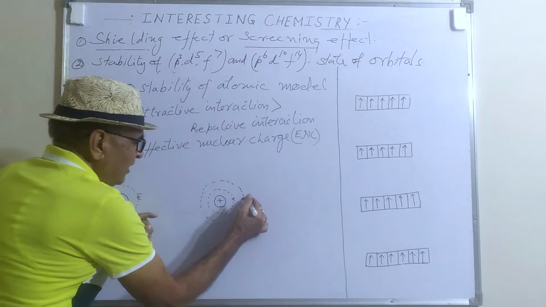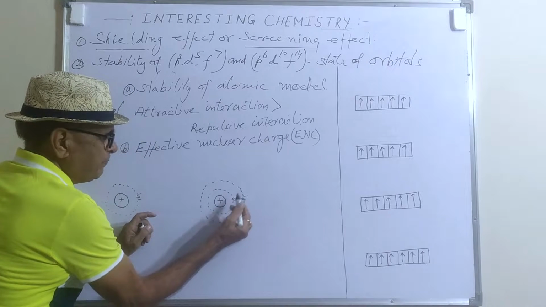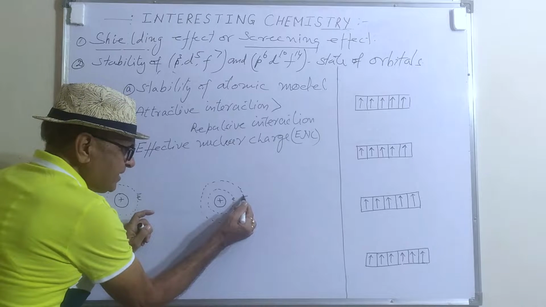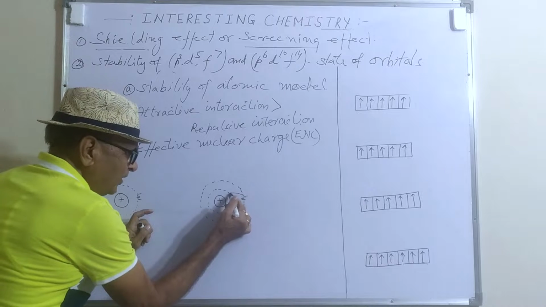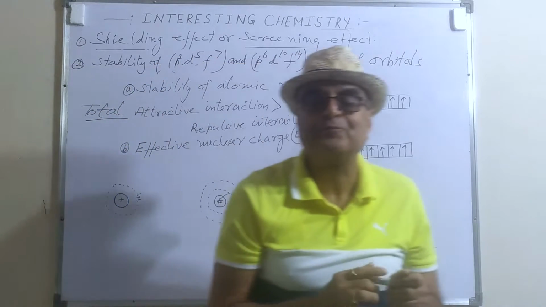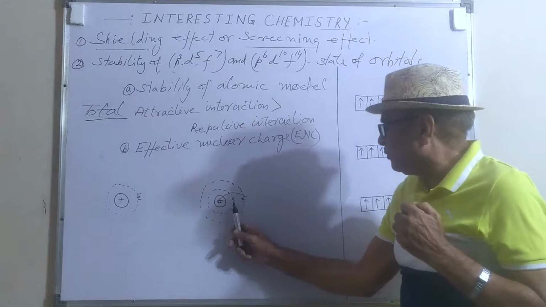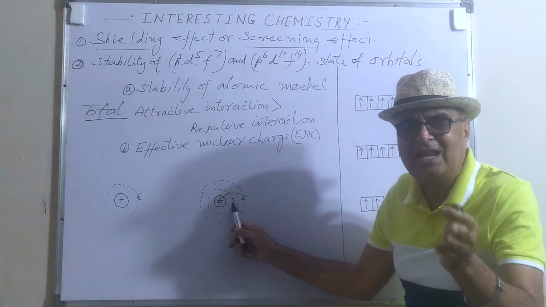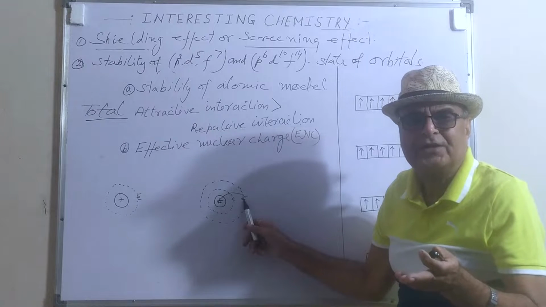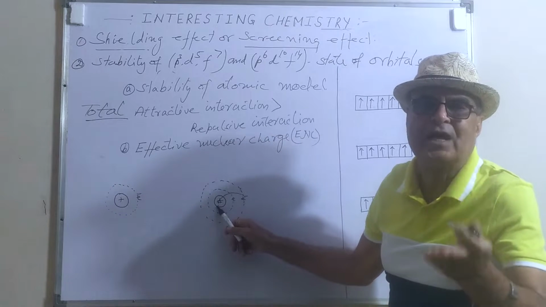So this outer shell electron, due to the presence of the inner shell electron, doesn't experience the total charge of the positively charged nucleus. Now you should say, due to the presence of this inner shell electron, the outer shell electron doesn't experience the total charge of the positively charged nucleus.